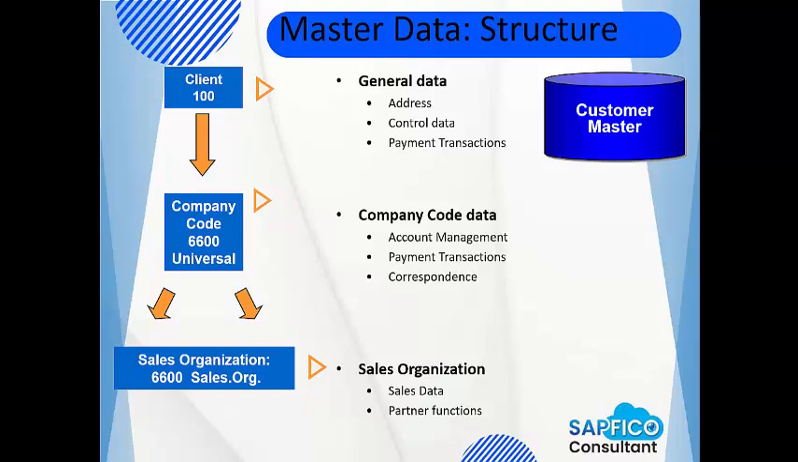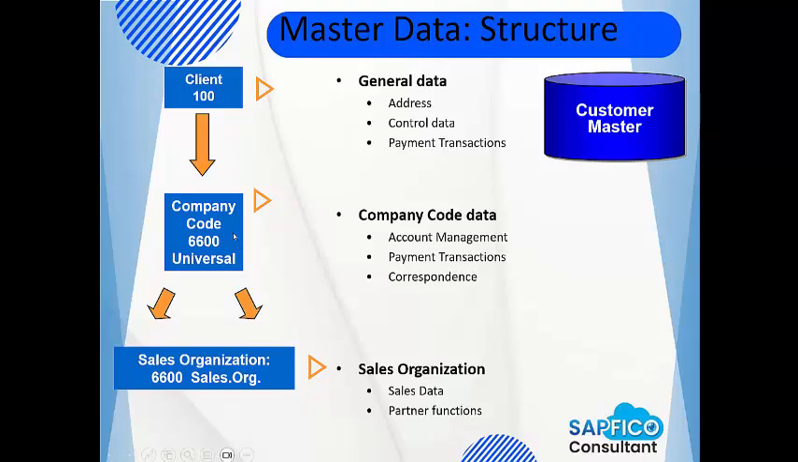So typically, the master data structure of a customer is as follows. The general data, that is address, control data, and payment transactions, are stored at the client level. So all of the data, the address, control data, payment transactions, and tax related information, is stored in the general data section. It could be the VAT number and all that.